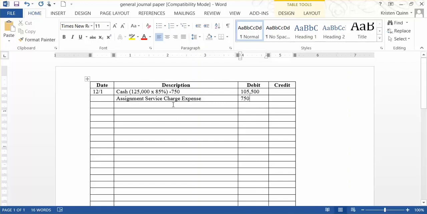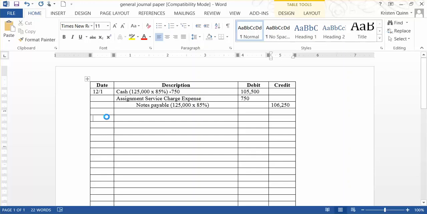We have to pay this back. So our credit is going to be to notes payable, which again, the $125,000 is what we assigned, but we are only getting 85% of that, which means our notes payable is for $106,250.